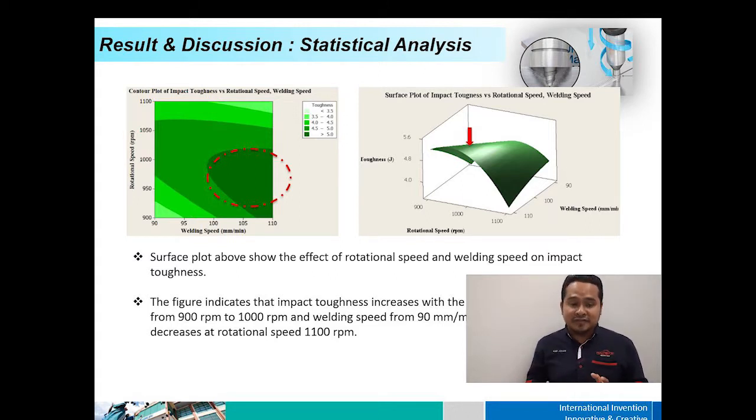the impact toughness. The figure indicates the impact toughness increases with the increase of the rotational speed from 900 RPM to 1000 RPM, and the welding speed from 90 mm per minute to 110 mm per minute, but decreases at the rotational speed of 1100 RPM.